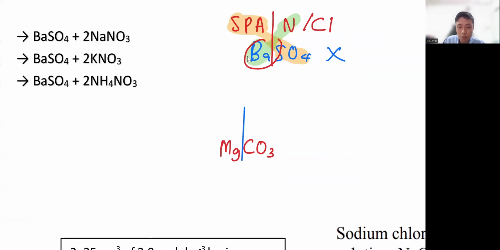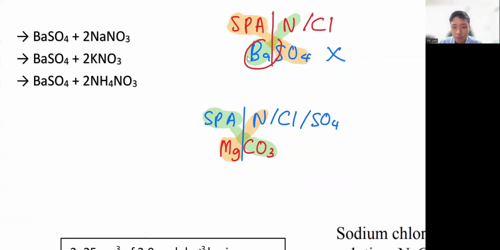For example, if I want to prepare MgCO3, first, I can use either sodium, potassium, or ammonium carbonate. Second, I can use either magnesium nitrate or magnesium chloride, acceptable because magnesium chloride is also soluble. If you cannot consider, it means insoluble. Third one is sulfates. Magnesium sulfate, magnesium chloride, magnesium nitrate are also soluble.